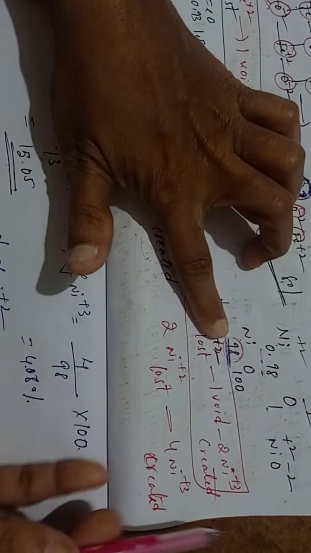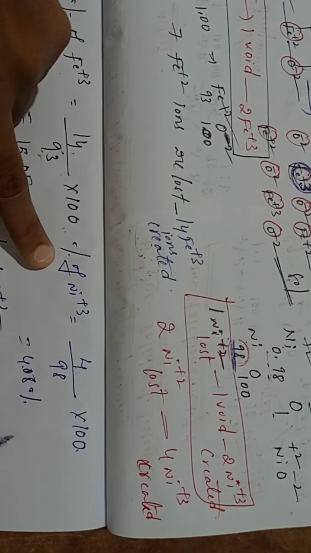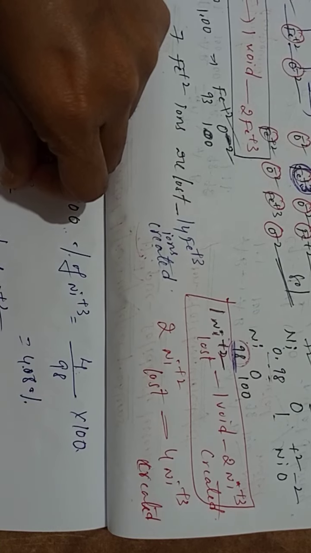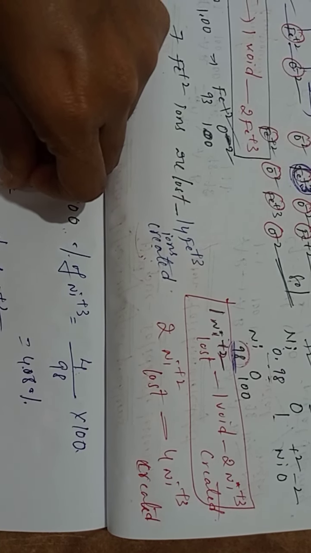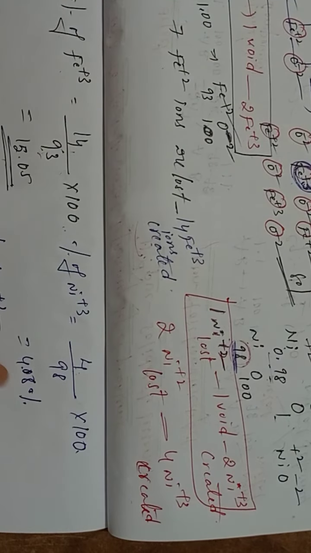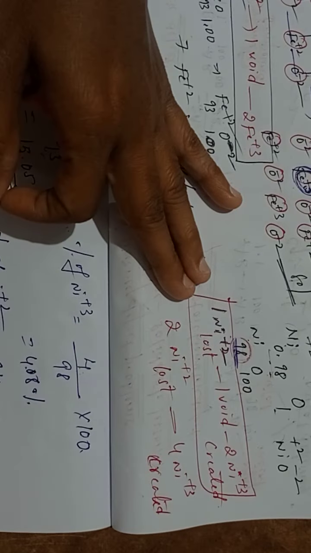So 98 minus 4. How much, students? You first have to subtract 98 minus 4. How much, students? 98 minus 4 means you will get 94. Only Ni plus 2 ions. So 94 by how many Ni plus 2 ions are given, students?